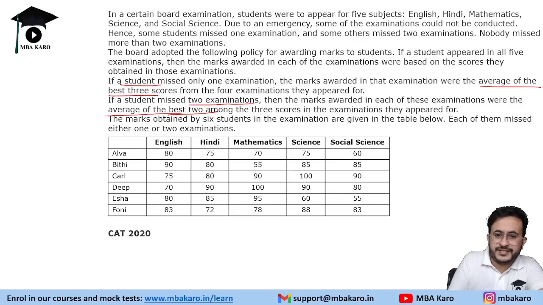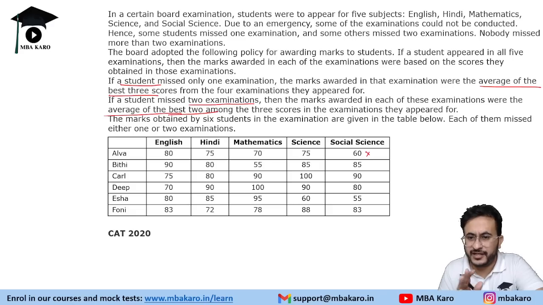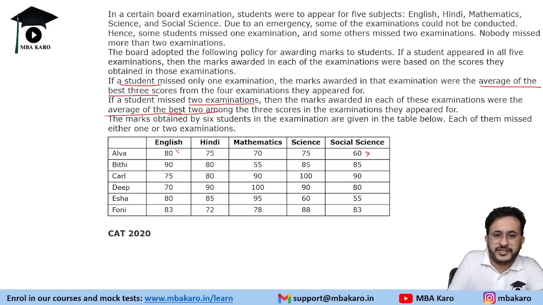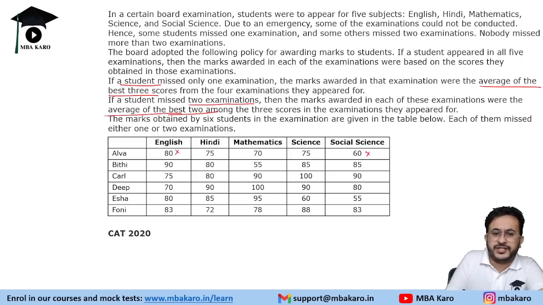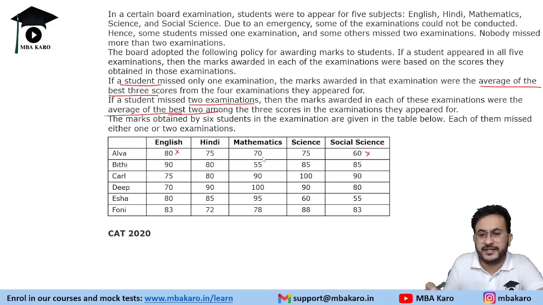Now, if you see this, this cannot be the average, because average is never the lowest value. The values are different. Average cannot be the least value. This also cannot be the average. 80 is the highest value, isn't it? 80 cannot be the average. So the average has to be either 75 or 70.